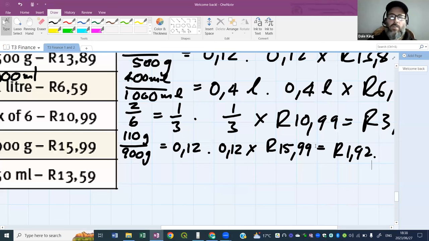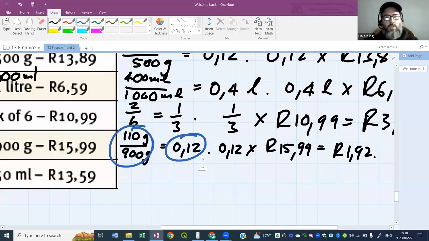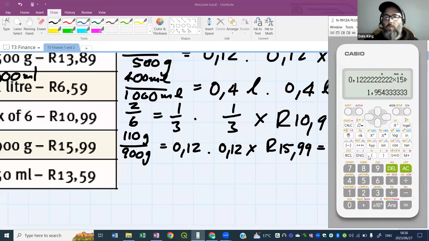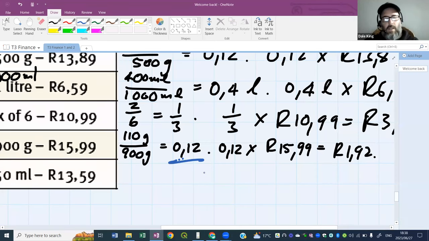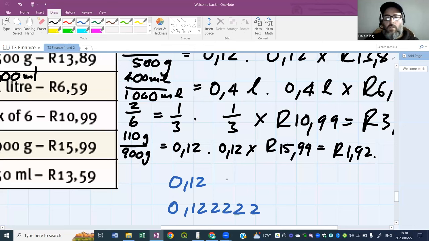Let me write this on the screen so you can see. I'm going to do it in a different color. When we did this fraction here, we got a decimal of 0.12. Now, this decimal I actually chopped off. If I go back up and show you the calculation, there it is in the calculator. 110 divided by 900 is 0.12222222222222, and that has been rounded off to 0.12 here. If you round off during the question, this is what happens. So either you have 0.12 or you have 0.12222. You multiply the top one by 15.99, or you multiply the bottom one by 15.99.